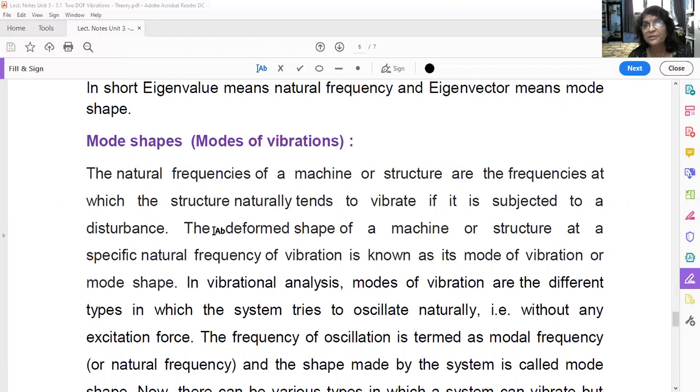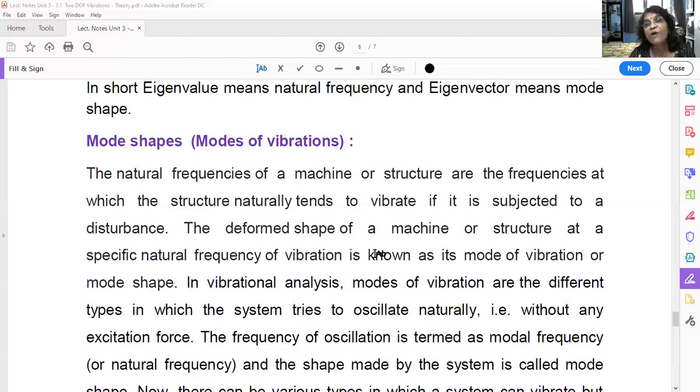In what fashion that system is vibrating. Okay, the natural frequencies of a machine or structure are the frequencies at which the structure or machine naturally tends to vibrate if it is subjected to a disturbance. See, this is the natural frequency. Undamped free vibrations means you have to disturb the system, and only then will vibrations be created. It is not forced vibration. So to create the vibrations, you have to disturb the system. That means you have to initially apply a force or torque on the system, and immediately remove it so that the system will vibrate on its own because of its mass and elasticity.